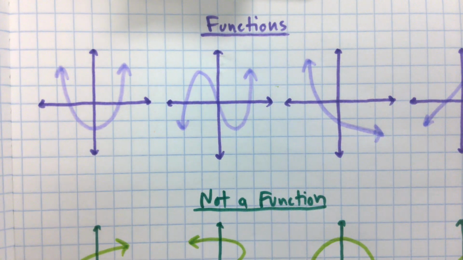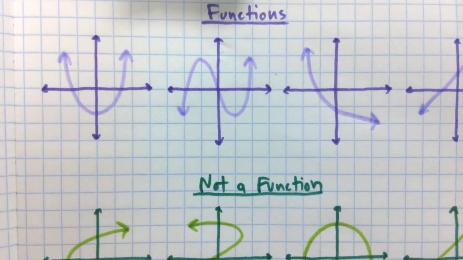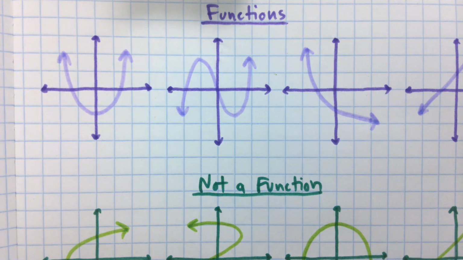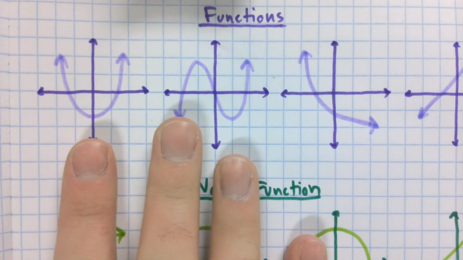So, we're going to be doing something called a vertical line test. Everybody say that out loud. Vertical line test. This is something you're going to hear a lot about over the next couple of years. And this is a way for us to figure out if we have a function or not.